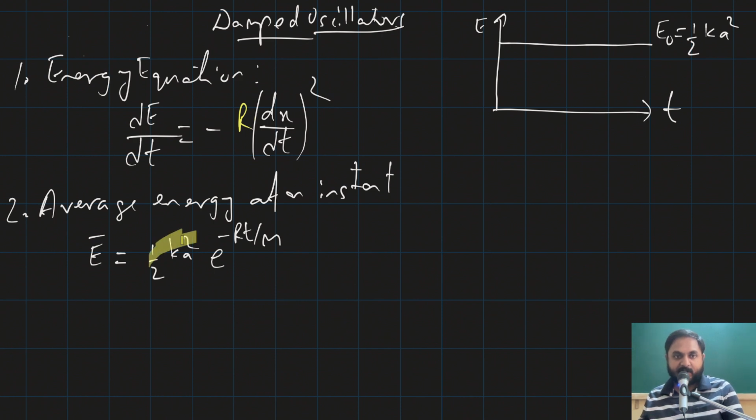Now what is this half k a square? In this equation, what is this half k a square? This half k a square is nothing but E naught. And what is E naught? E naught is the energy of an undamped oscillator.